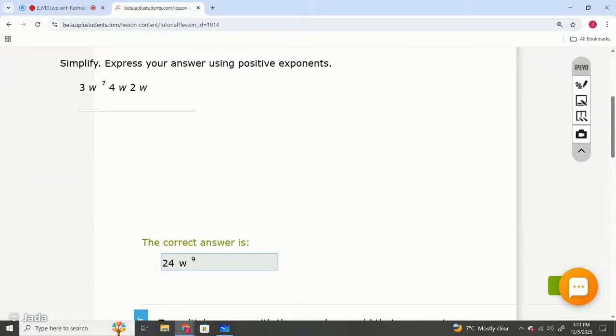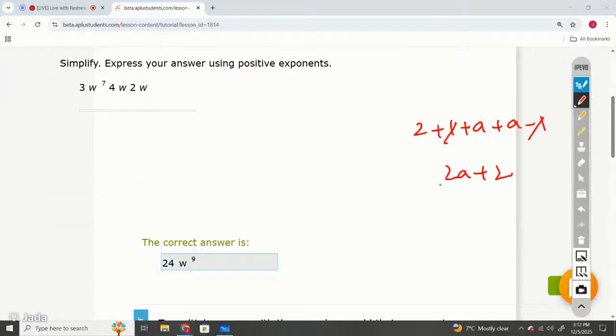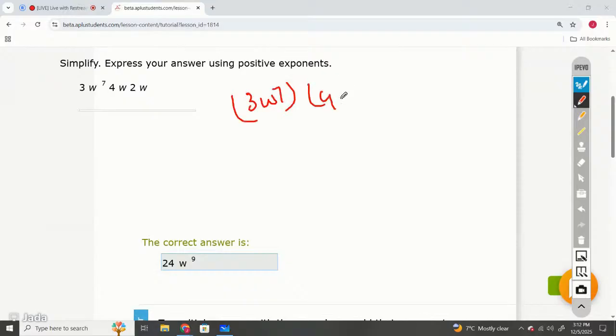Simplify 3w7 times 4w times 2w. They are multiplying actually. 2 times 4 is 8, 8 times 3 is 24, and we need to add all the exponents of w, so that is 7, 8, and 9. That is 24w9.